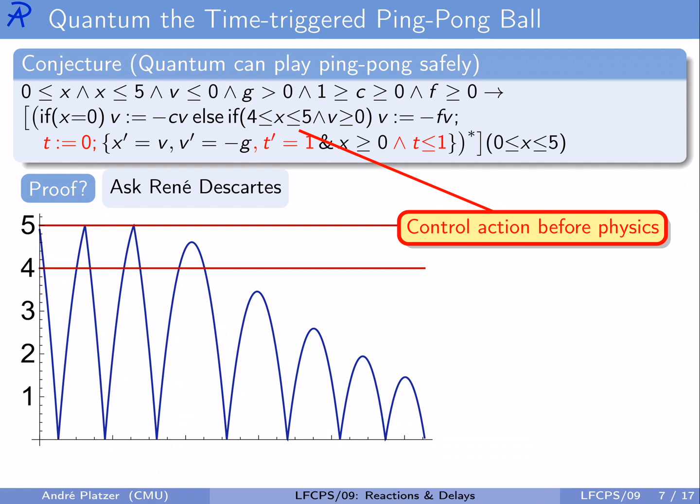Good. Now we can ask ourselves, is the system safe? We're listening to the right event. We're listening to whether the height is between 4 and 5. And then we act and use the ping pong paddle, say up here, and over there, and we could also do that here, but we could also wait until it falls around back to the ground. But are we guaranteed under all circumstances that we're doing this right?